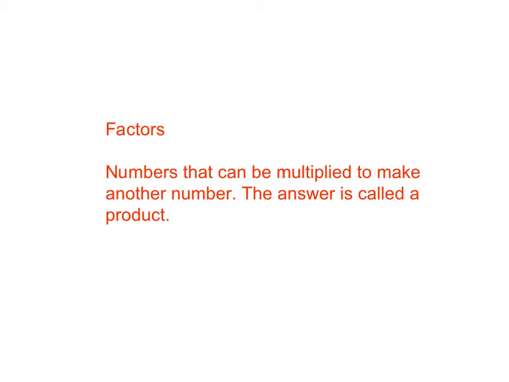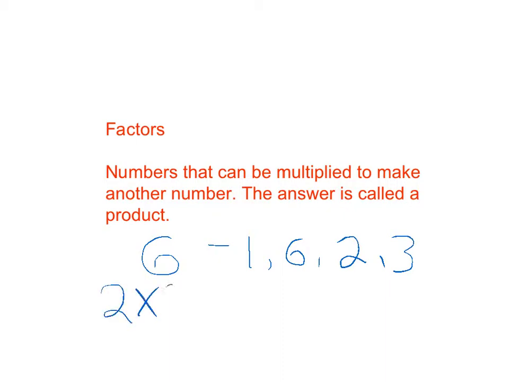The definition of a factor is a number or numbers that can be multiplied to make another number. That answer is called a product. So for example, if I have, let's say, the number 6, the factors of 6 would be 1, 6, 2, and 3. They're the factors of 6 because I can multiply 2 times 3 to get 6, and I can multiply 1 times 6 to get 6.